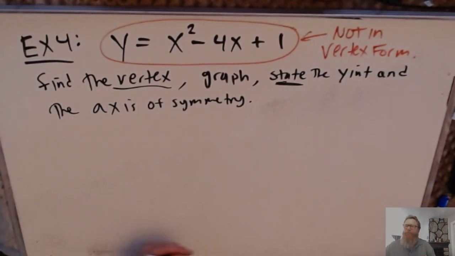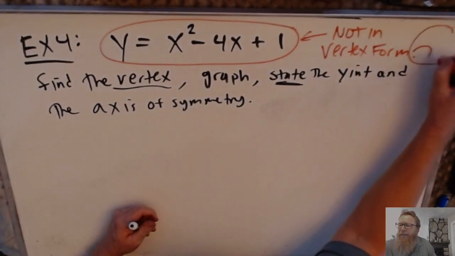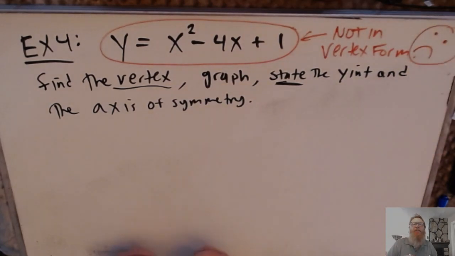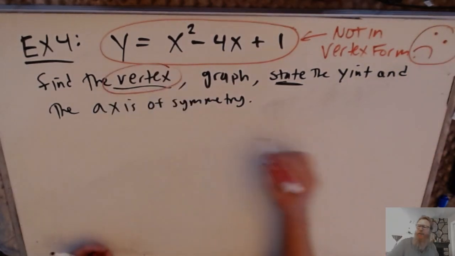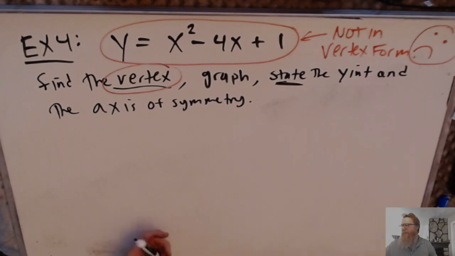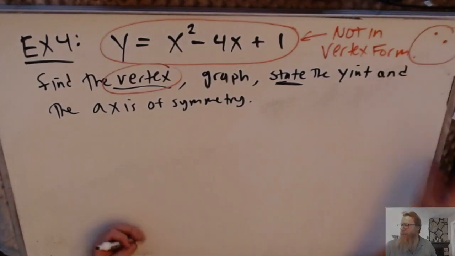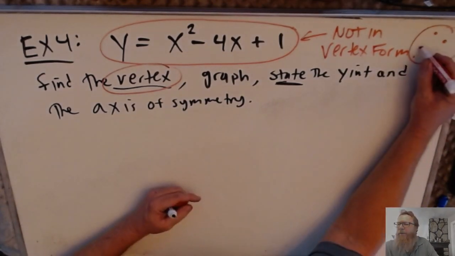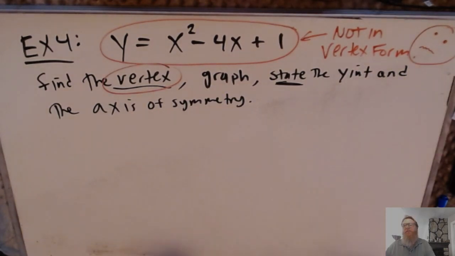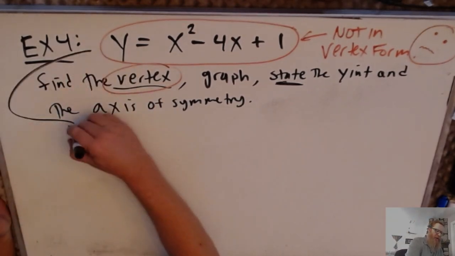So that's a bummer. It means you don't get to see the vertex very easily. Or maybe you're not that sad. Maybe I'm being a little overly dramatic. You're just kind of like, I wish it was in vertex form. So I'm going to show you how to rewrite this.